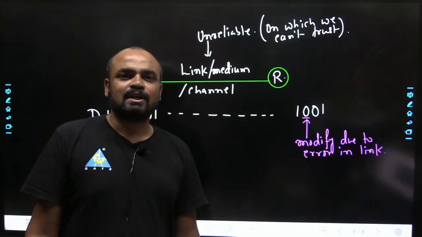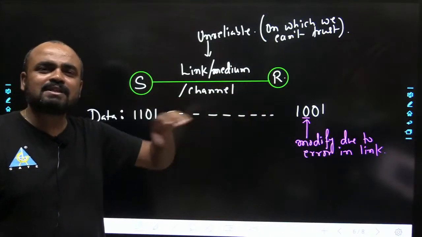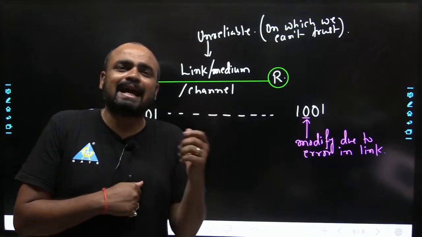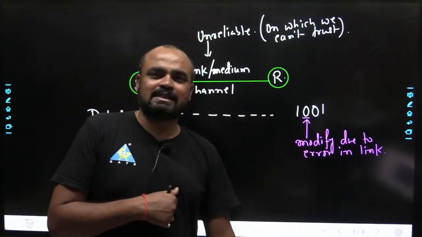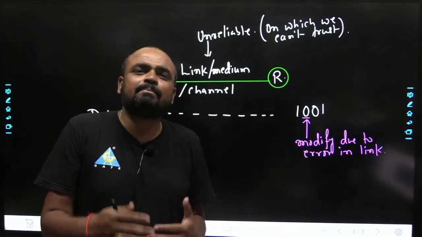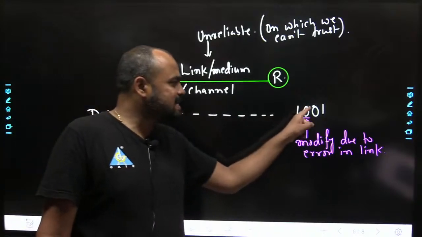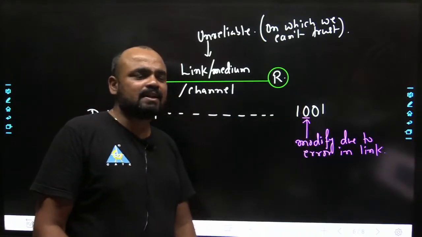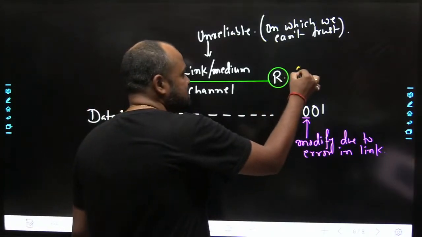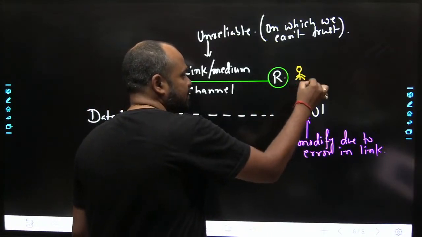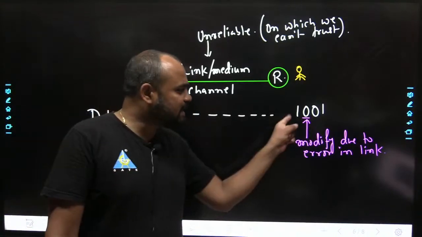Yes or no? The meaning of unreliability in this sense is, if you are sending some bits, you cannot guarantee exactly the same sequence of bits will be received at the receiving end. Some bits can be modified, and we have taken an example where this particular bit has been modified. So my dear friends, just try to imagine a situation. Suppose you are seated over here. Can you identify which bit has been changed?